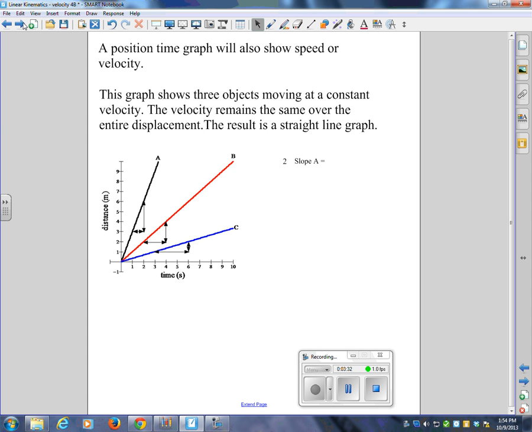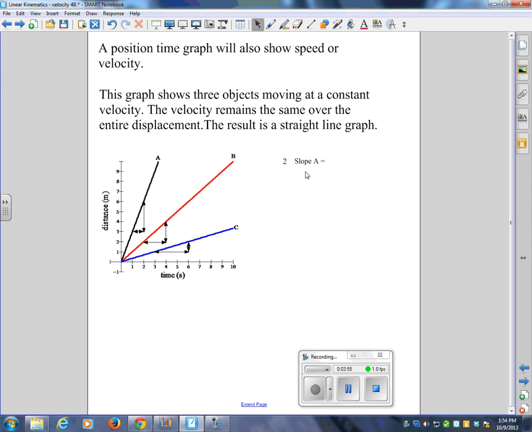Give me 30 seconds. This graph shows 3 objects moving at a constant velocity. Jake, how do I know that they're constant velocity? The lines are linear. Straight. That's a big word. Let's say straight. Yeah, straight lines, right? The lines are linear, hence the name. The velocity remains the same over the entire displacement. The result is a straight line graph.